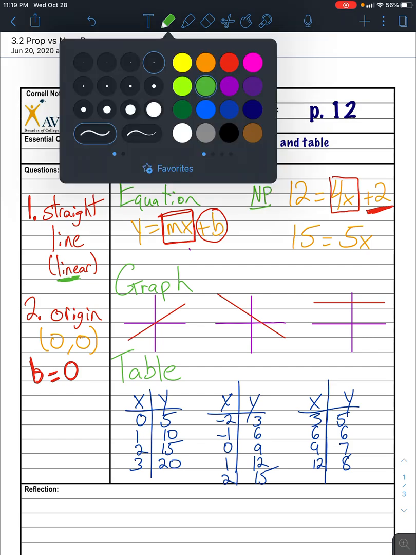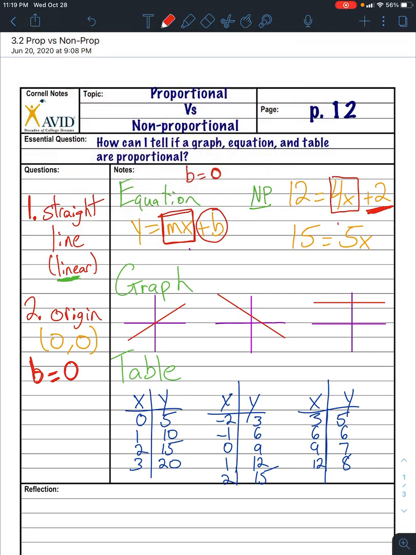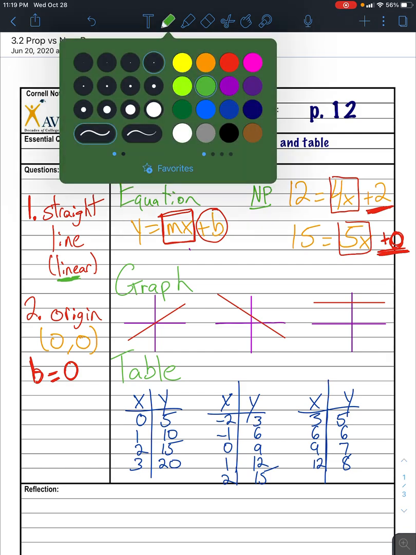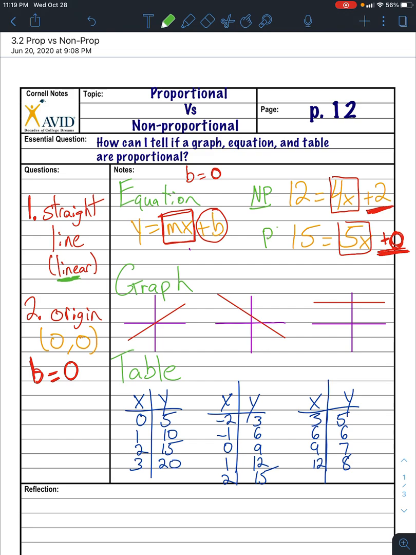Now my second one, we're going to do the same thing. So we're going to box our variable. Now notice here, I don't have anything outside the box. So like we said in yesterday's lesson, that means my y-intercept is 0. And if my y-intercept is 0 and I have a linear equation, which we'll go more into next week, then this is going to be proportional, right? So yes, this is proportional.